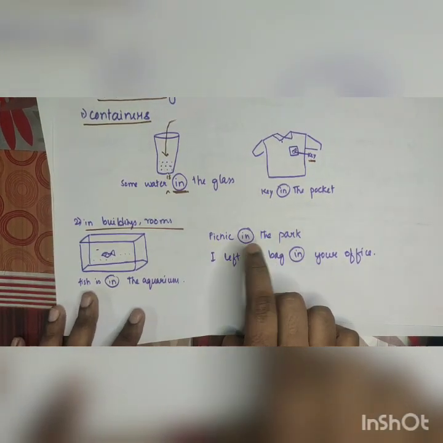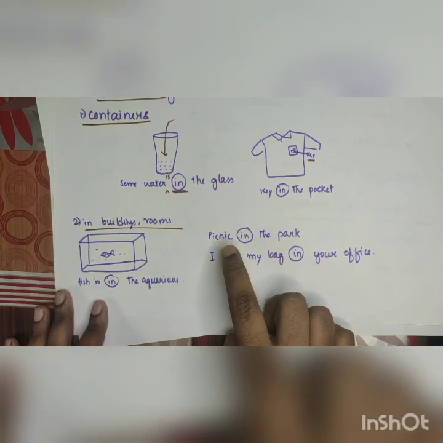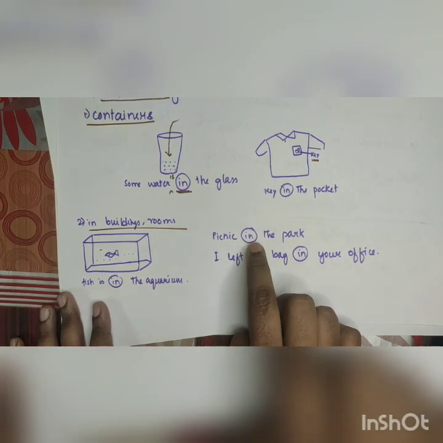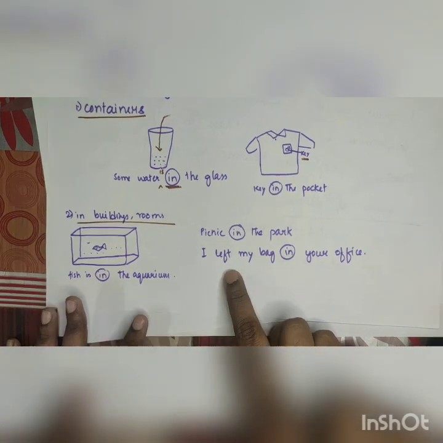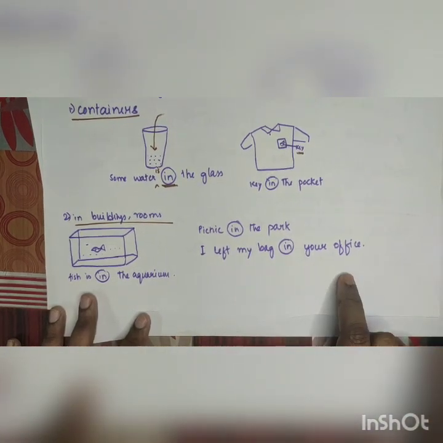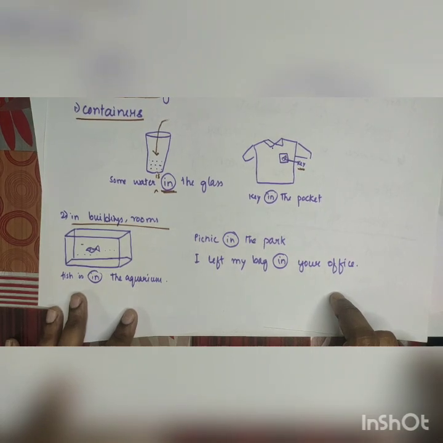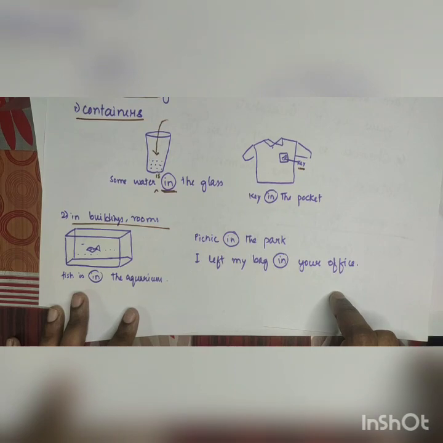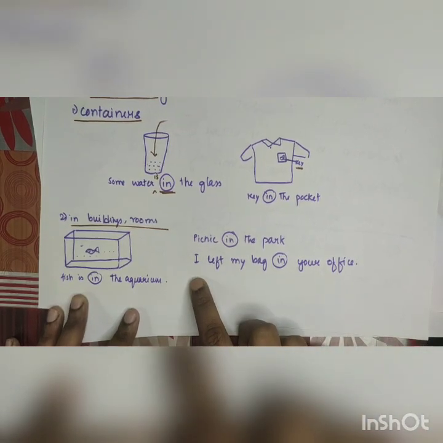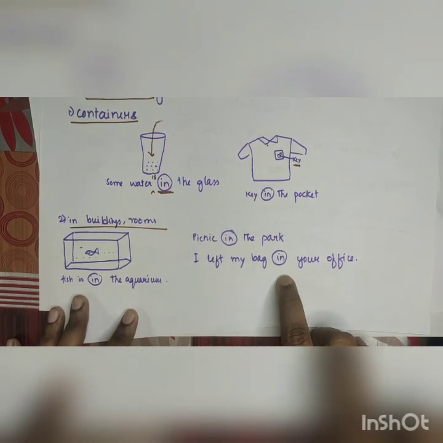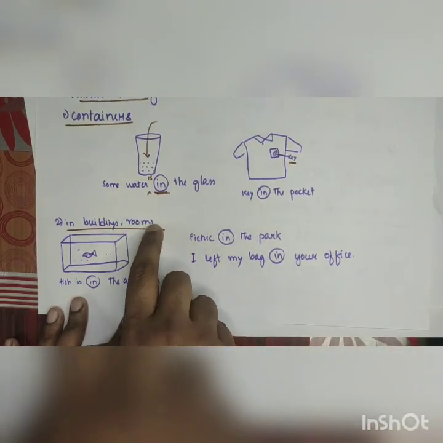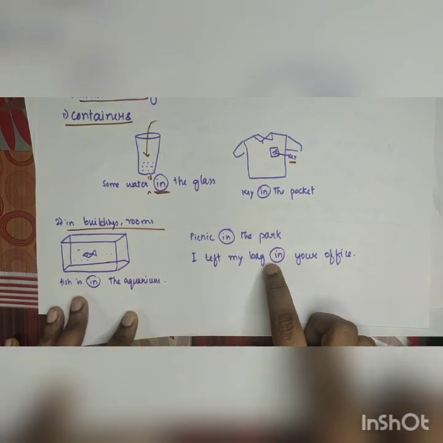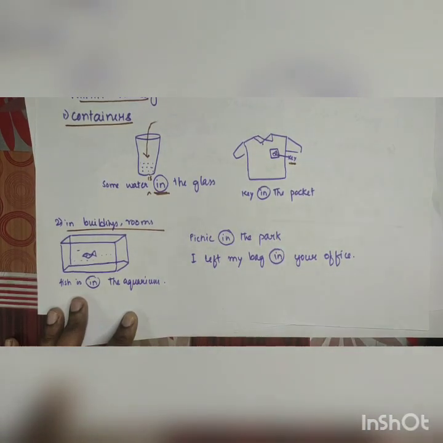Picnic in the park. A park has got a boundary, right? Specific boundary. So we can do a picnic in the park. Also, you can say that I left my bag in your office. So you are having a conversation with a person whom you met yesterday in his office. So you can say that I left my bag in your office. Office has got a boundary. It's a building. Okay. Or it has got rooms. So here we use the preposition in.